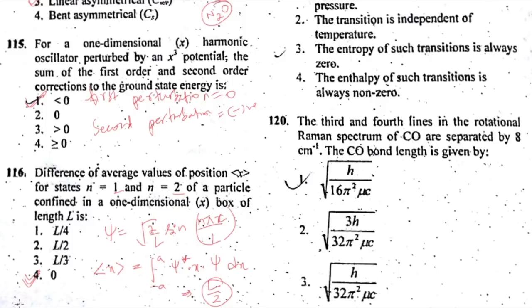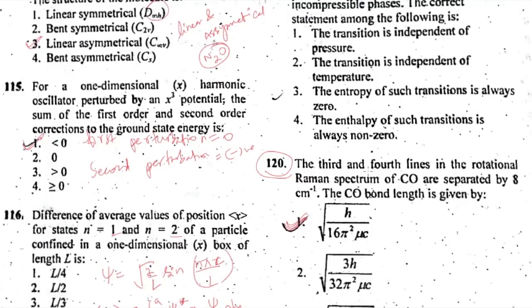Okay, so let's talk about this one over here. It says that the third and the fourth line of the rotational Raman spectrum of CO are separated by 8 centimeter inverse. The CO bond length is given by, so the answer should be this one. I will not explain this right now. The answer should be h upon 16 pi square mu c, and this is what I think. If you have any doubt you can tell me.